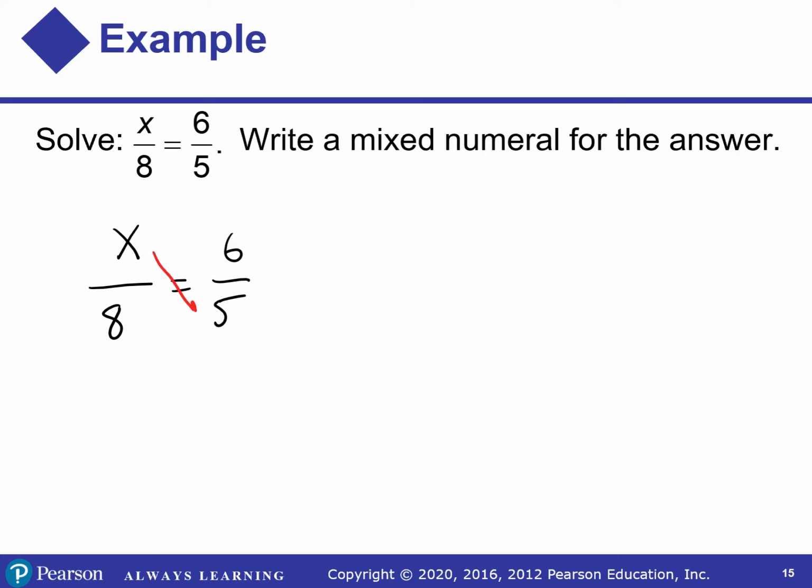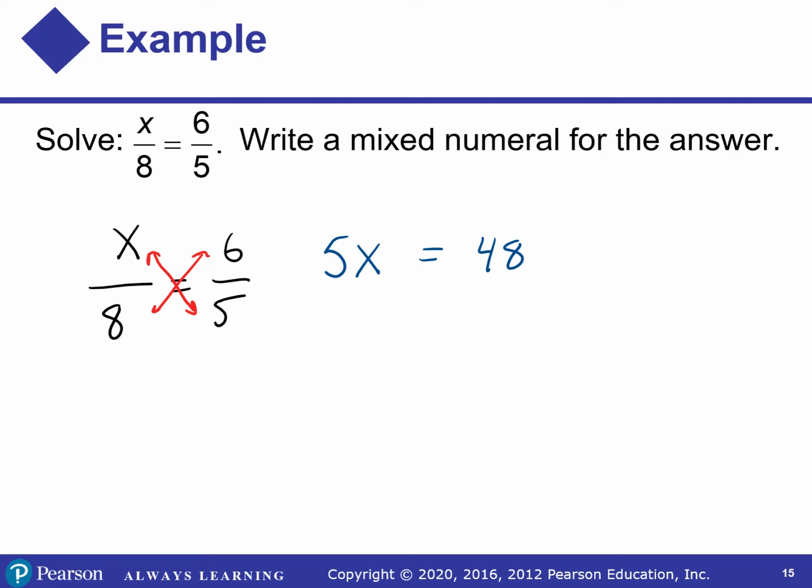let's start off by cross multiplying, calculating the cross product. So X times 5, that would be 5X. And the other one, 6 times 8, is 48. So step one, cross multiply. You're always going to get a multiple of x. And now this 5x means 5 times x, multiplication.